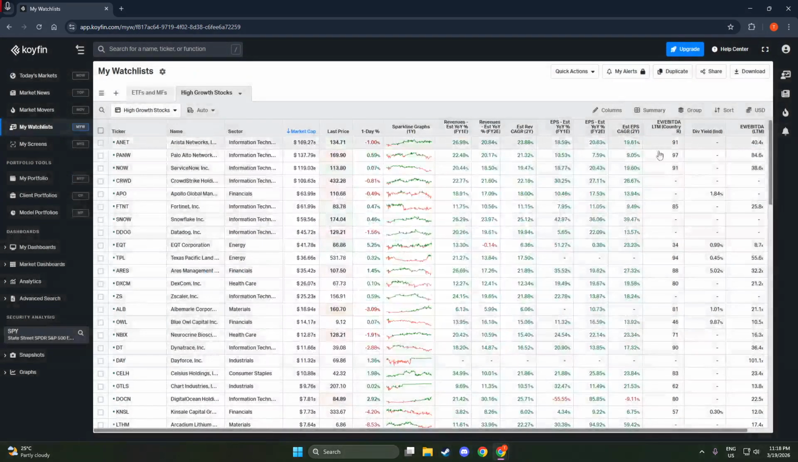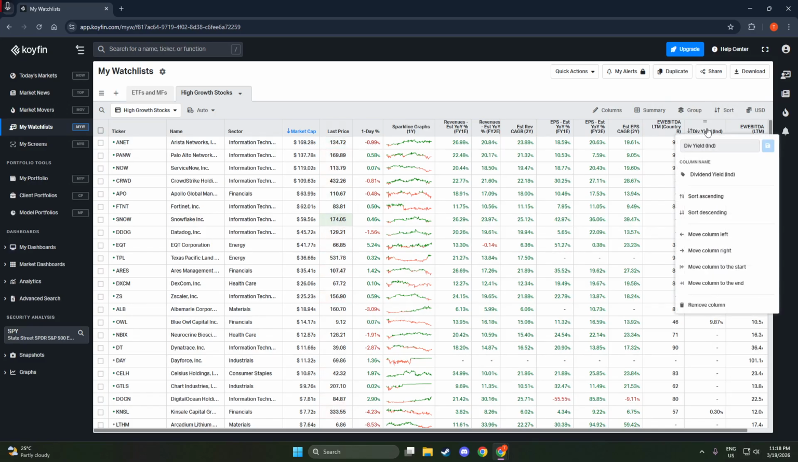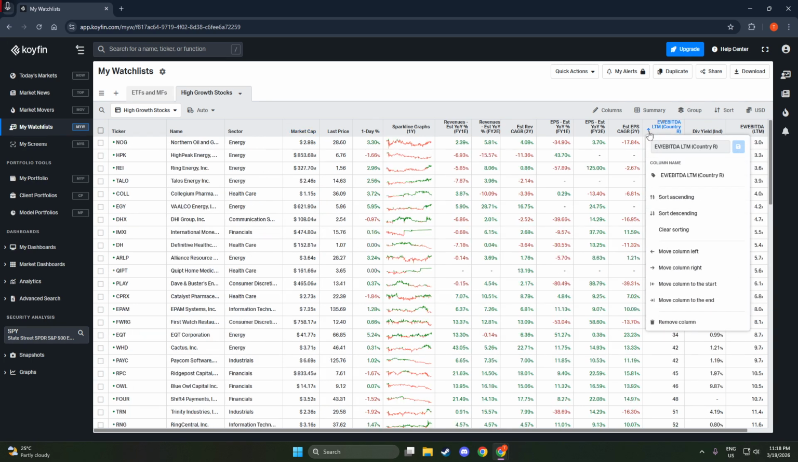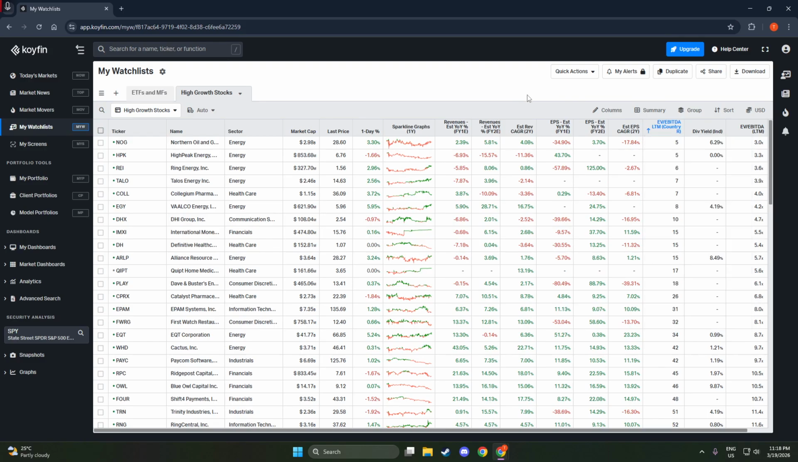For example, sort PE from low to high to quickly surface potentially cheaper names in your list. Click once to sort and scan across the row to cross-check growth, profitability, and dividends so you're not judging on one number alone. If something catches your eye, you can adjust the sort to another metric to view the same group from a different angle.